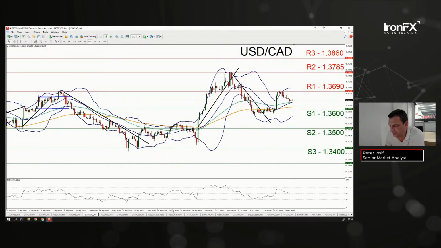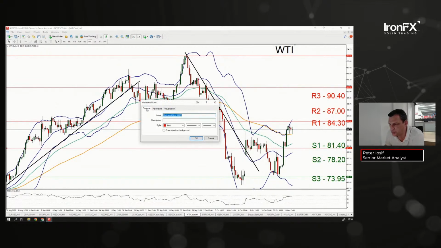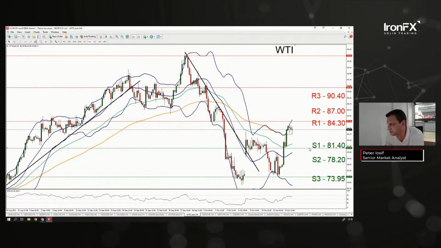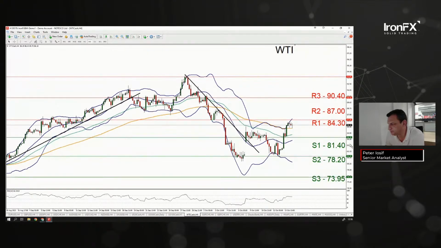Let's also have a look at WTI prices. Okay, definitely the R1 has been breached, and the commodity's price is above $84.30 per barrel. So that's an issue. Let's readjust the labels.